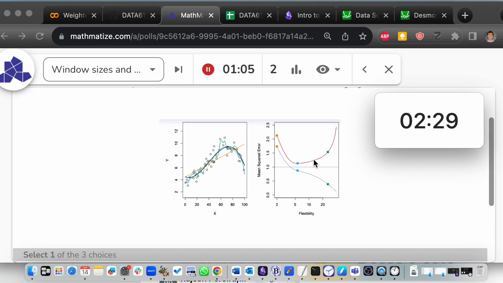So overfitting is called being more flexible? In this video, they were saying if you are more flexible and you have this high error, that was overfitting.